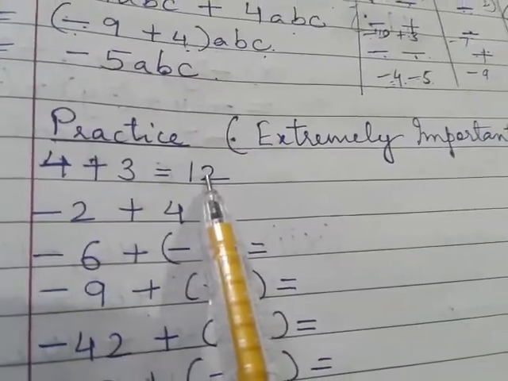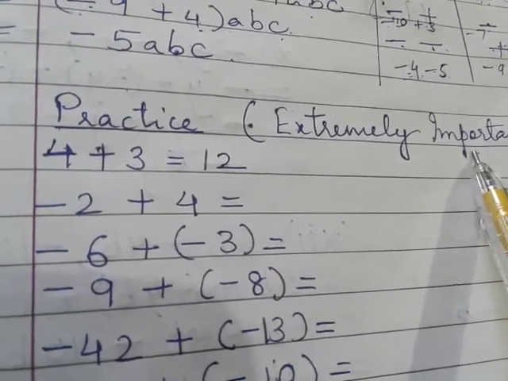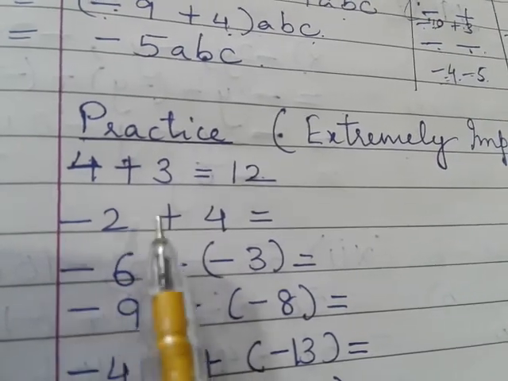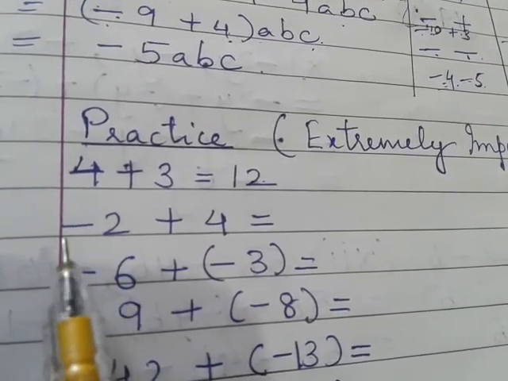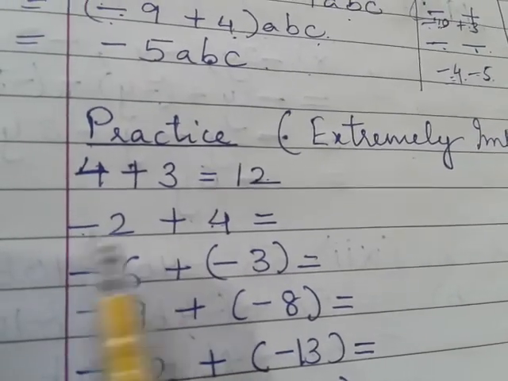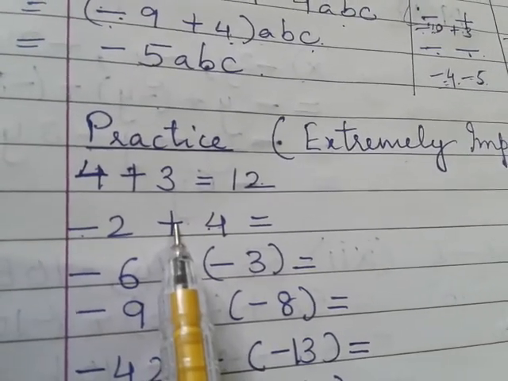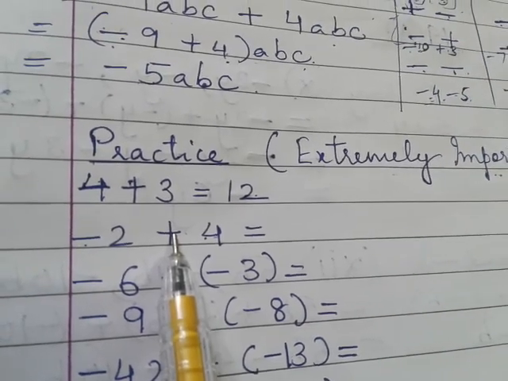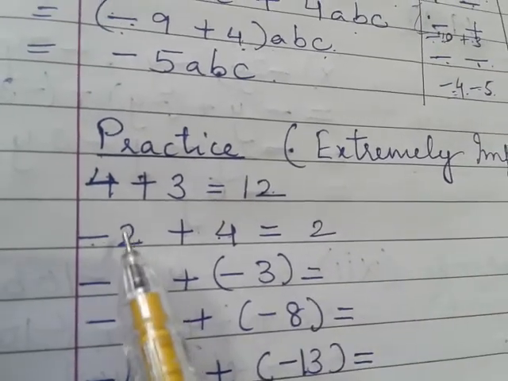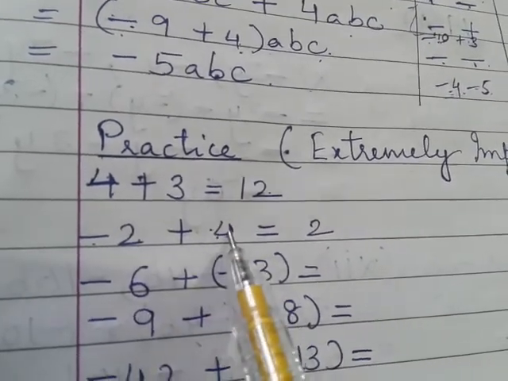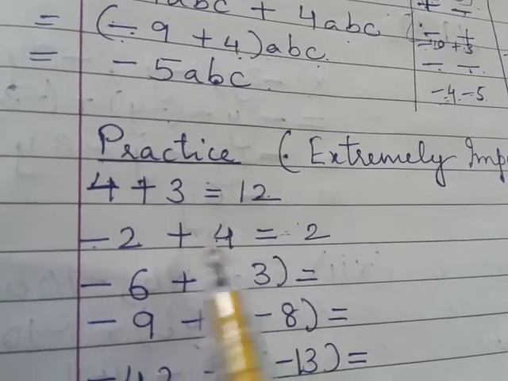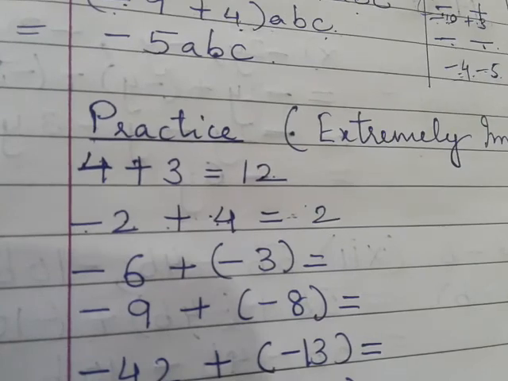No issues here, because this is extremely important. I've already written it. So 4 plus 3 is 12 as it is. Now see, out of these two, I told you if plus minus is there, you have to minus only. Plus minus or minus plus, if any one sign is minus, you have to subtract only. So 4 minus 2 is 2, and out of 2 and 4, which is greater? 4 is greater. So there is no sign, which means it is plus. 4's sign is plus, so no need to write the sign.